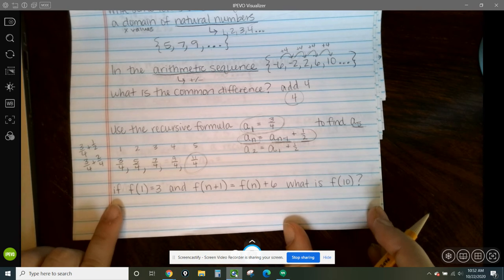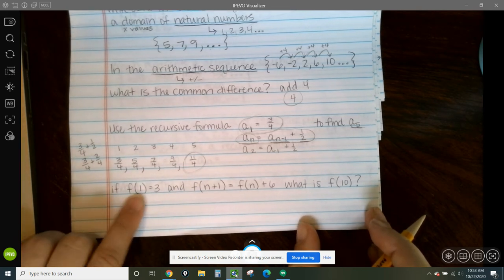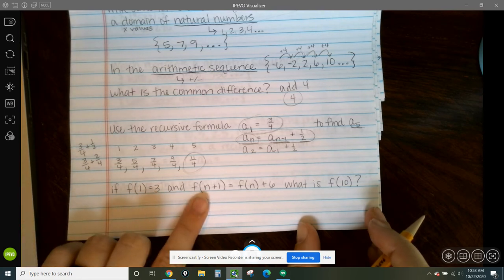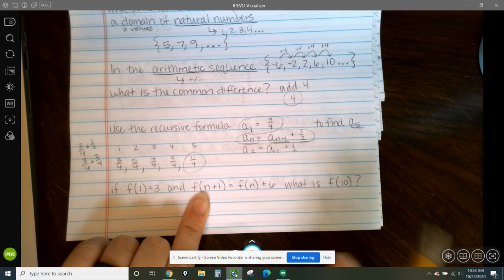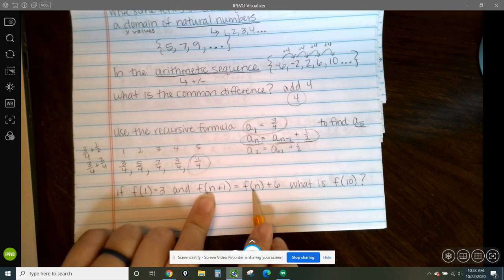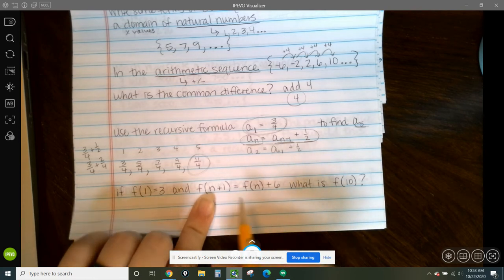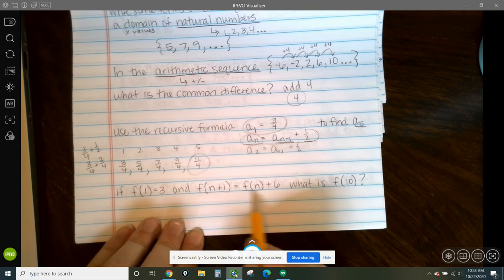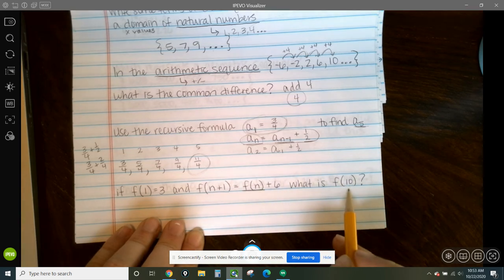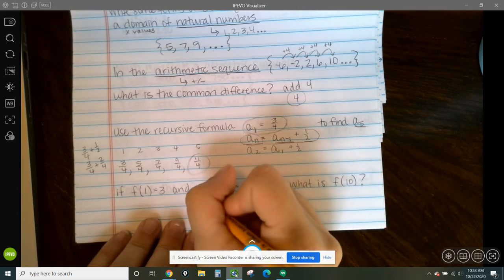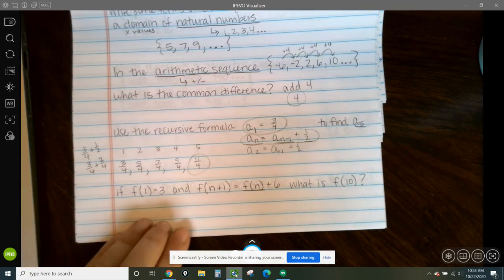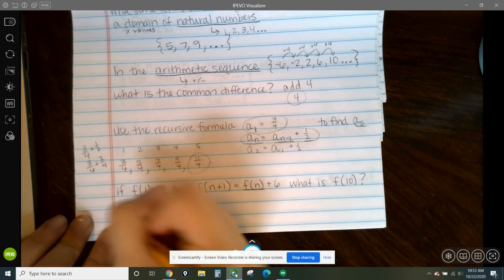Okay, so what about if we write it in function notation? If f of 1 is 3, so the first one is 3, and f of n plus 1, so the next term, equals f of n plus 6. So this is just a different way to write a recursive formula. They're saying the term after this one, you're going to add 6. So I'm taking the term f of n and adding 6. And they want to know, what is f of 10? We know f of 1 was 3, so I'm going to start my formula with 3.